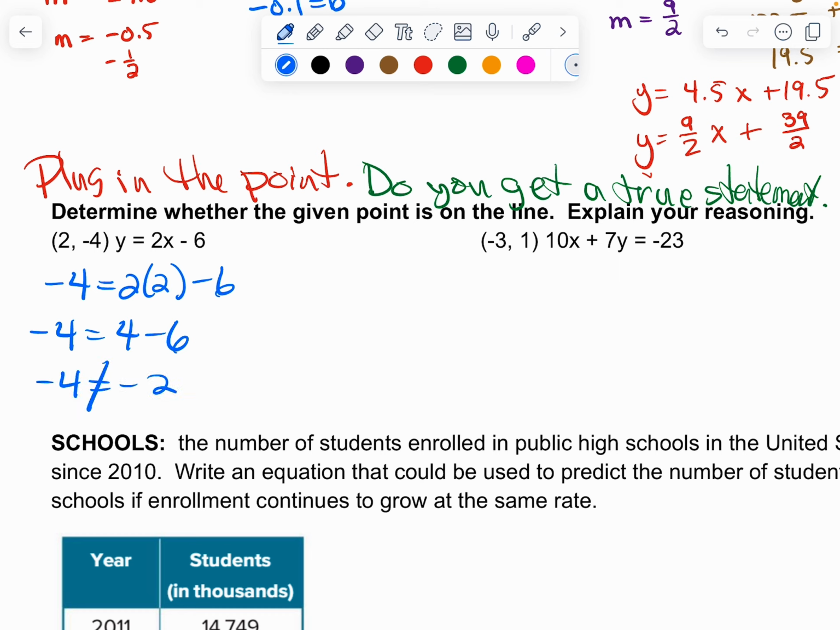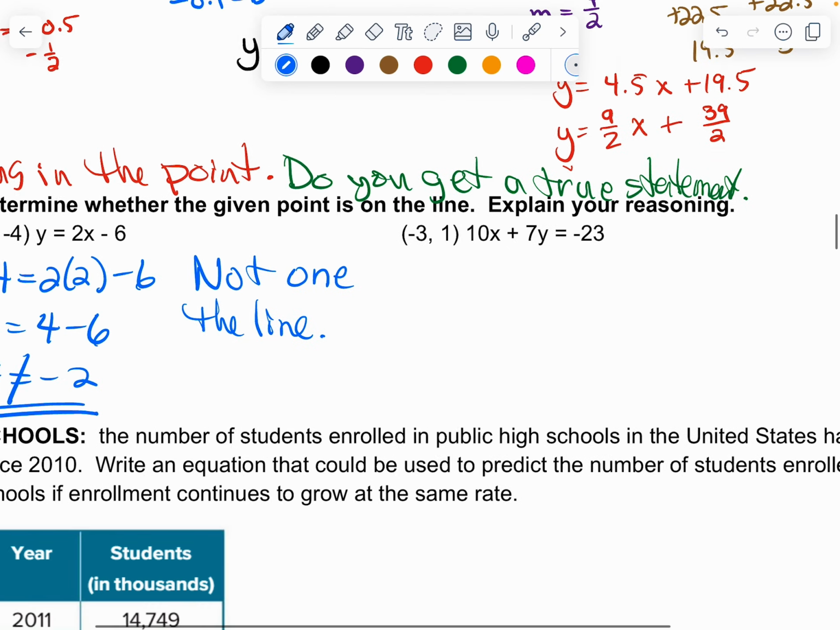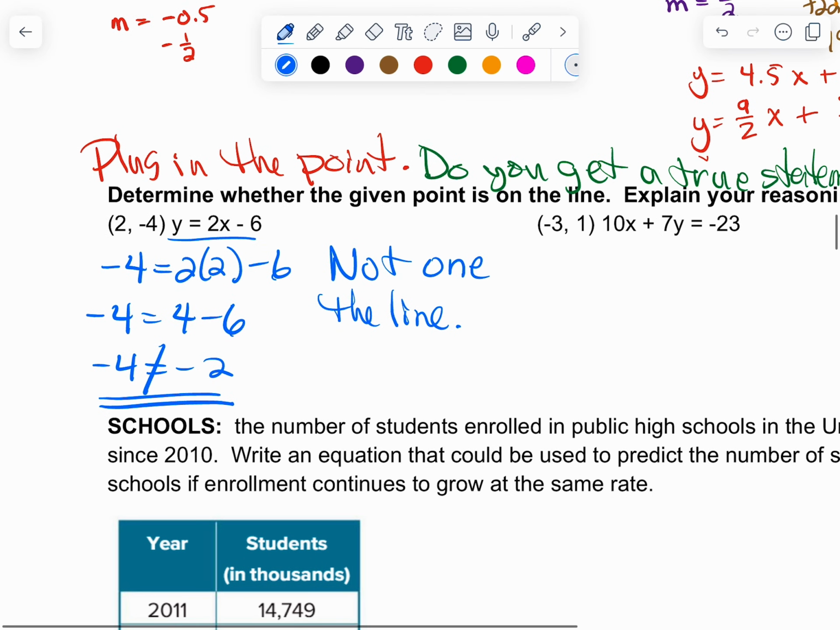Nope. Not on the line. Okay? See how this came out to a false statement? That means it is not on the line. That means when you graph this line right here, this point right here is not going to be a point on that line.